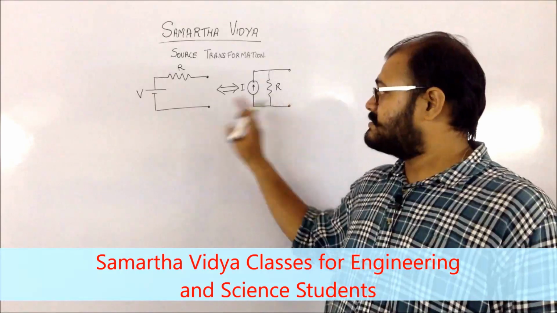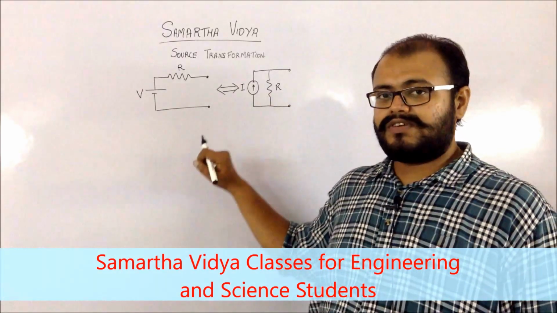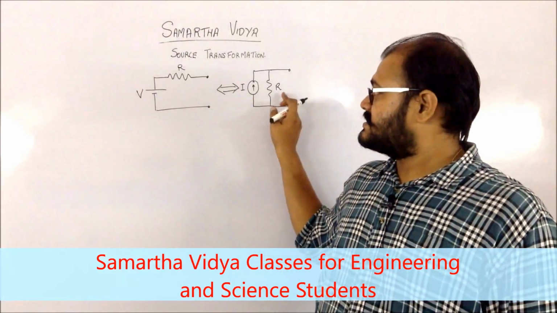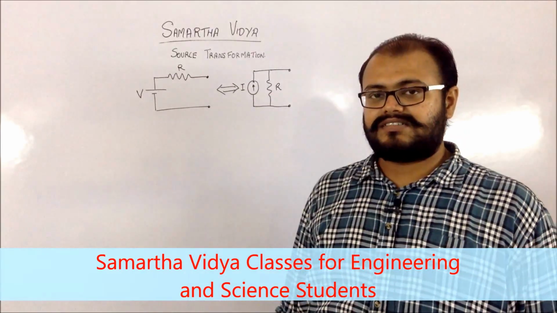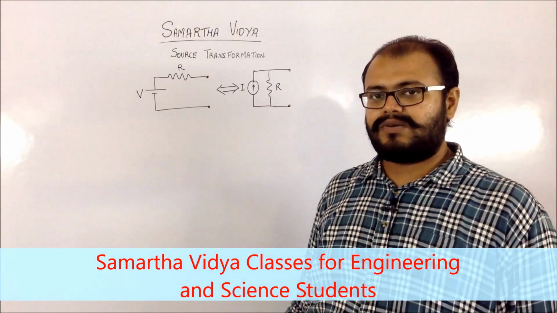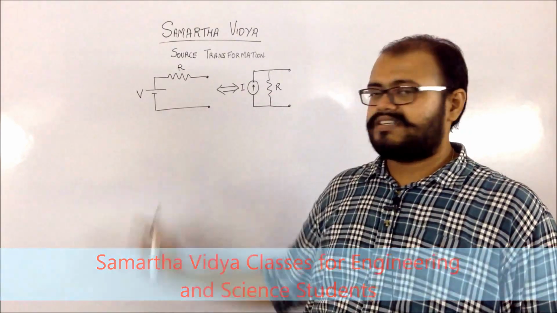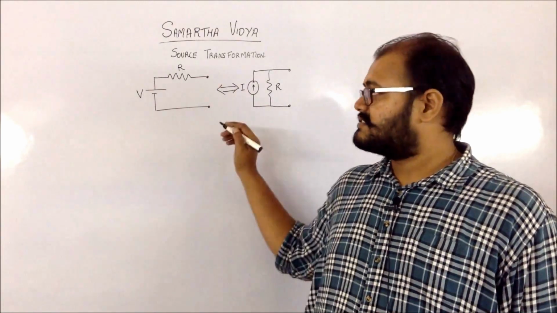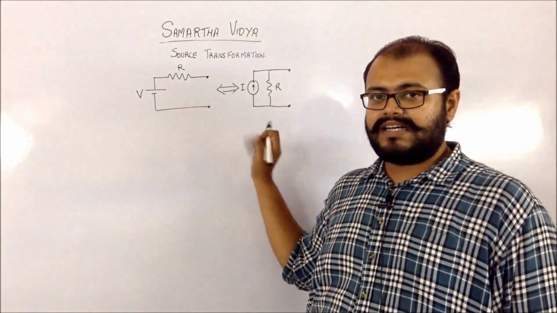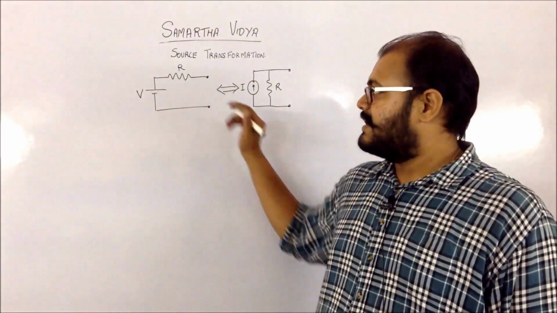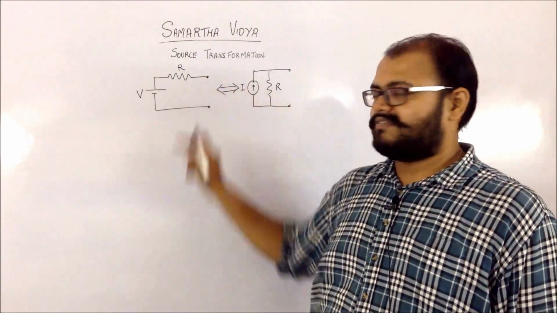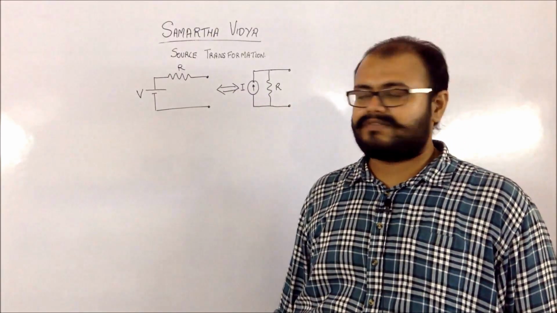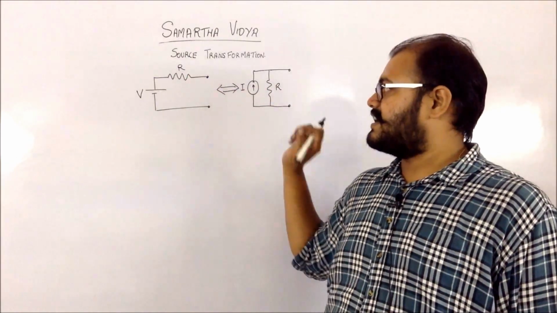And while going back, that is from current to voltage source, your resistance should be parallel to this current source. Then only you will be able to convert this current source into a voltage source. So the conversion from one to another is like this. The value of the resistance in both cases is going to be the same, which is why we have indicated it with R.